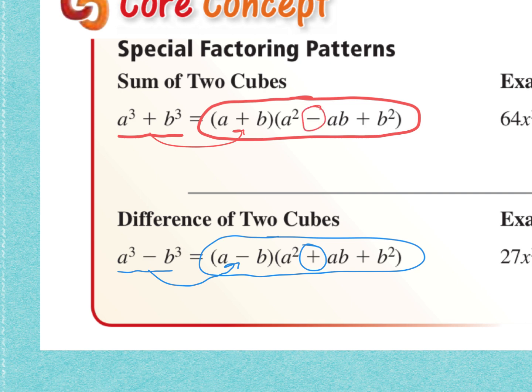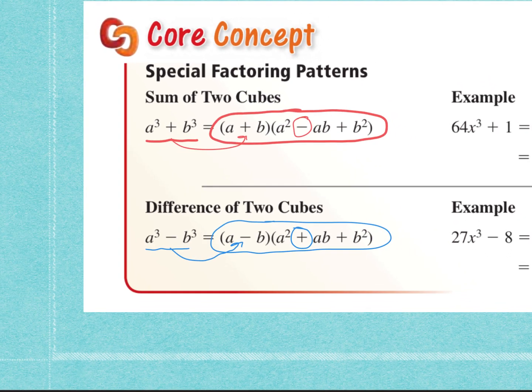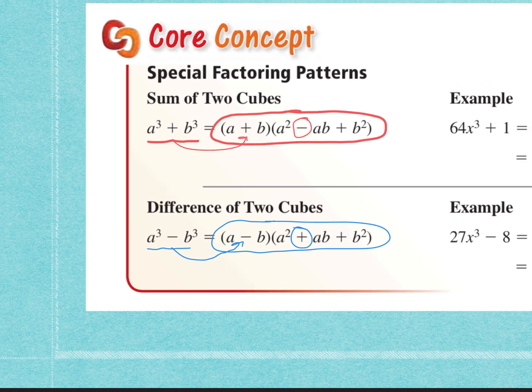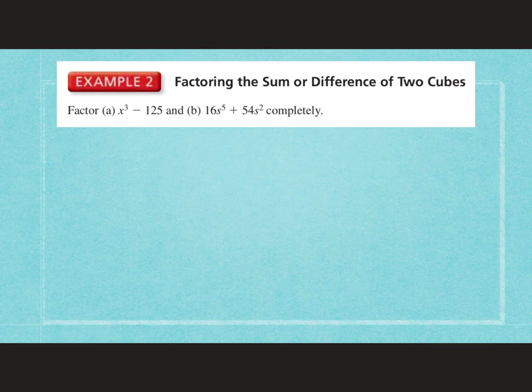If you're adding the 2 cubes together, the first parenthesis has a plus, and then it's a minus in the next one. If you're subtracting them, the first parenthesis has a minus, but then it's a plus on the second one. It might be helpful to screenshot that and put it next to all of these questions that we do to remind yourself the pattern so you get a habit of doing it.